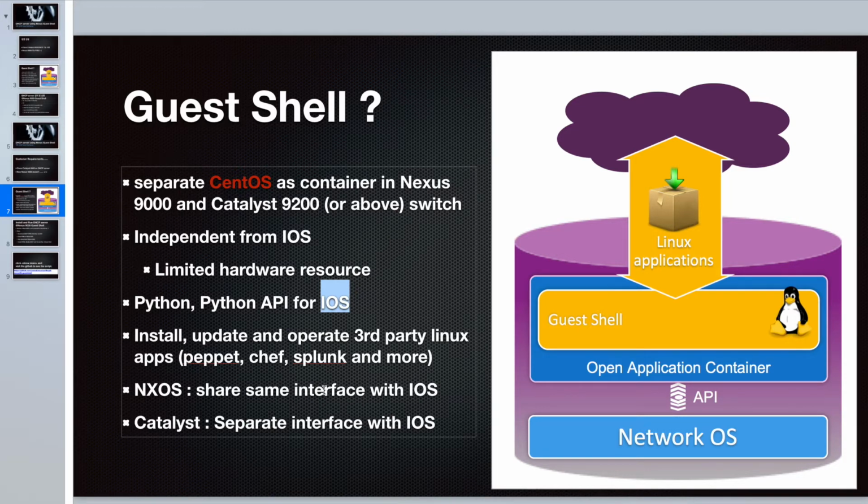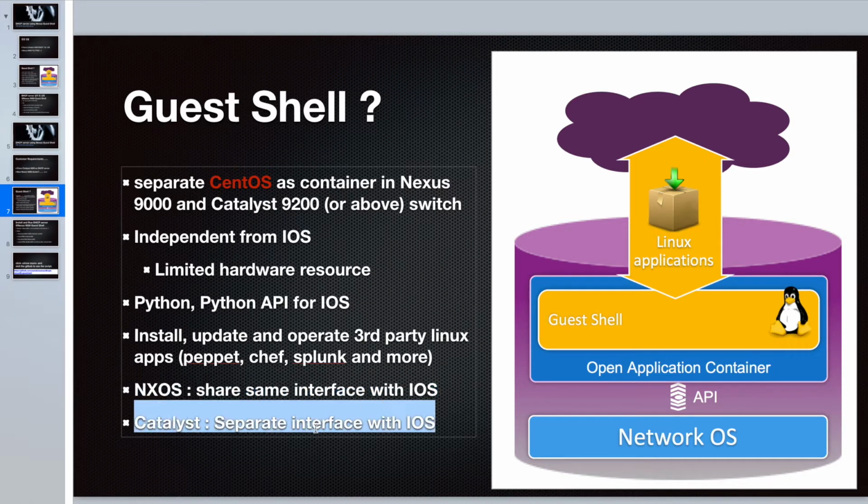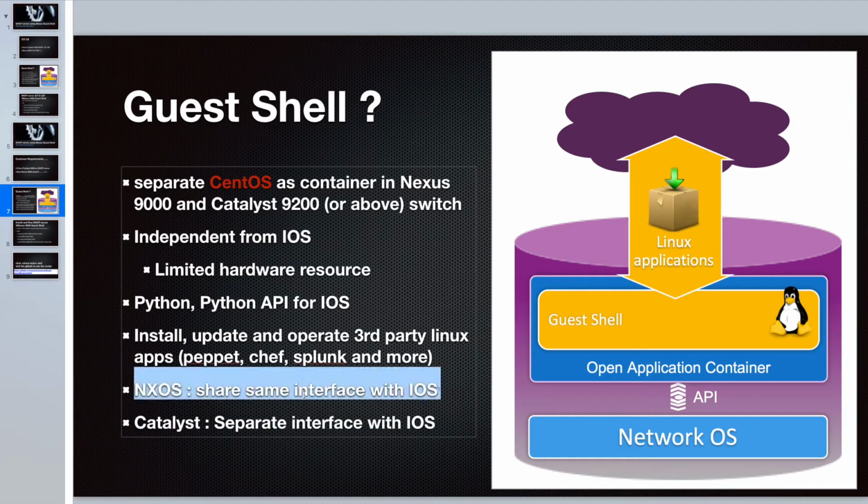But the Nexus and Catalyst are a little different. For the Nexus, it shares every interface with the IOS and XOS. But the Catalyst is totally different; the interface is separate. It means when we use Nexus, the same network range should be there.